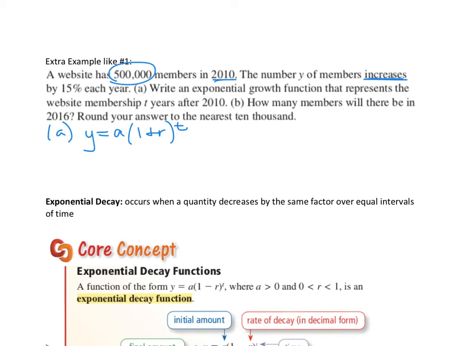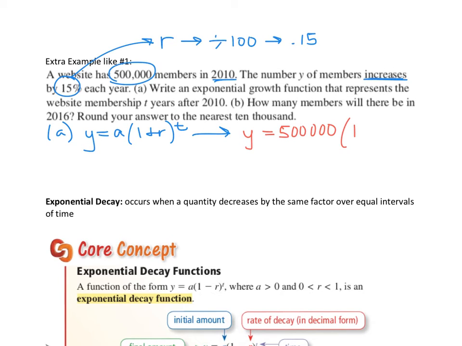Then it increases by 15%, so that 15% is going to become my r, but I have to convert it to a decimal by dividing by 100. That gives me 0.15. So I'm going to write this over again. My equation is going to be y equals 500,000 times 1 plus 0.15. I'll do the math there: 1 plus this gives me 1.15, and then to the t power.